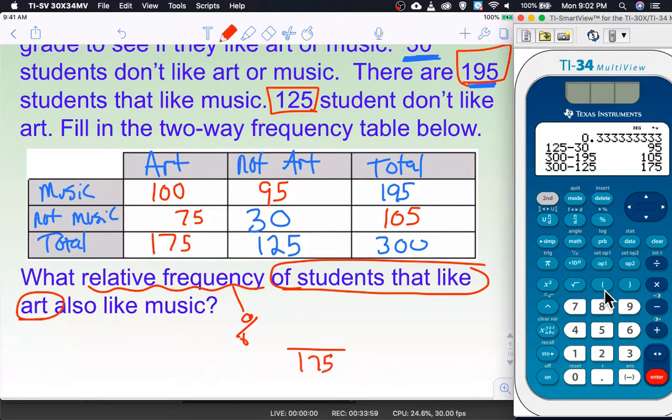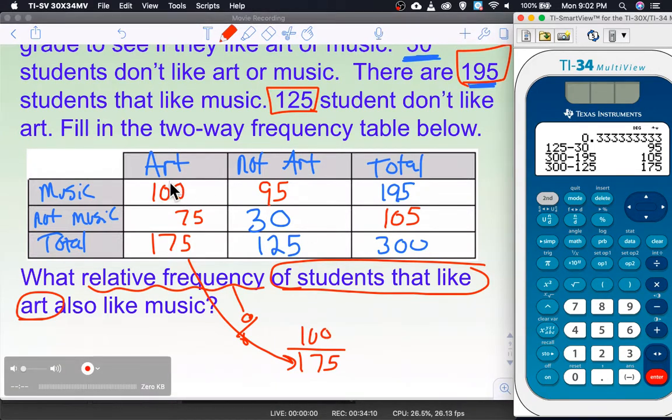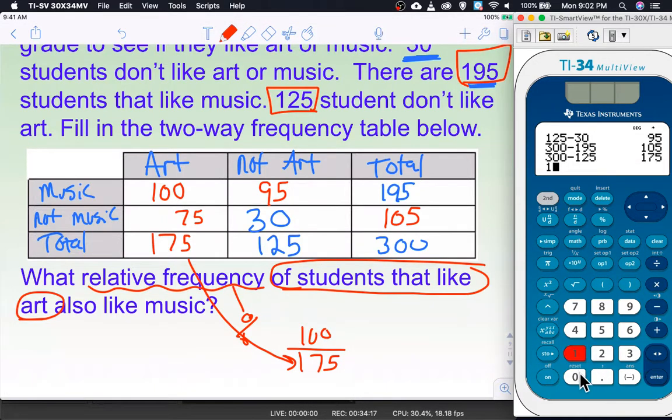175. That was ugly. Let me try it again. There we go. So of the students that like art, what percent also like music? Well, 100 of them. What fraction? 100 of those 175 also like music. And now that we have the fraction, we can divide this and get our percentage. 100 divided by 175 is 0.571, which is roughly 57%. Okay?